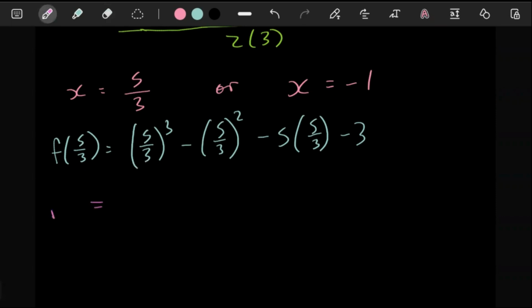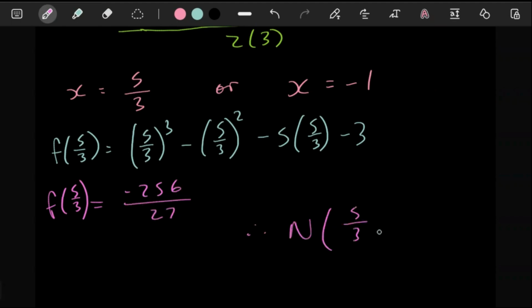Okay, let's see, 5 over 3 here. The x value is 5 over 3, the y value is like negative 256 over 27. Therefore, n is this coordinate here.